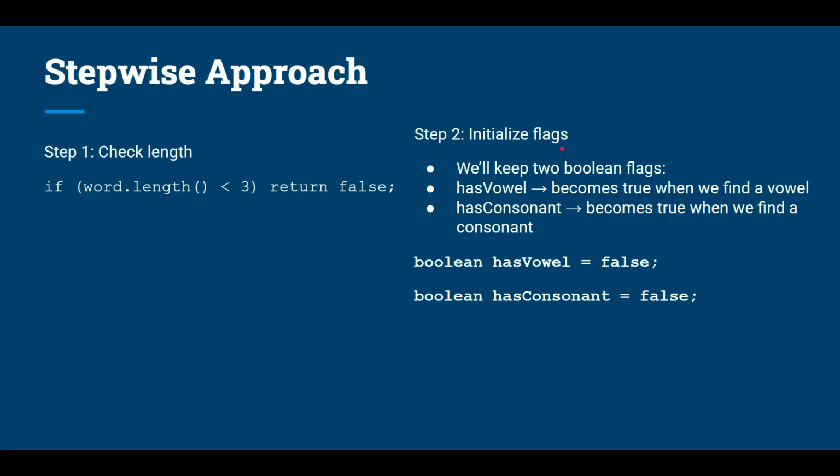The next step, we'll initialize some flags, hasVowel and hasConsonant. These two conditions should be met, so we'll keep these two boolean flags. If hasVowel is true, it means we found at least one vowel; otherwise it stays false. Similarly for the consonant: if any consonant is there in the given string, it will be true, otherwise false.